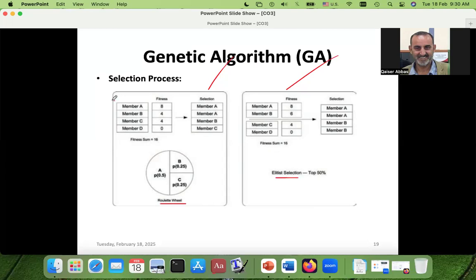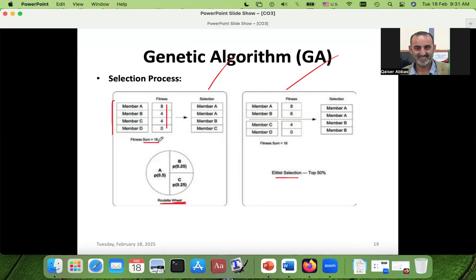For example, this is your population now. You have the members A, B, C, D, and what is roulette wheel selection? If you have these fitness scores 8, 4, 4, 0, then what are these scores representing? So you will sum them up. How can you calculate it? You will sum up all these values. It will give you 16.